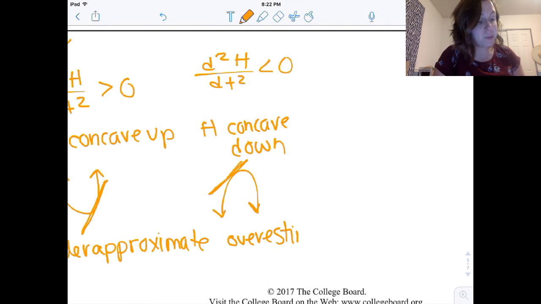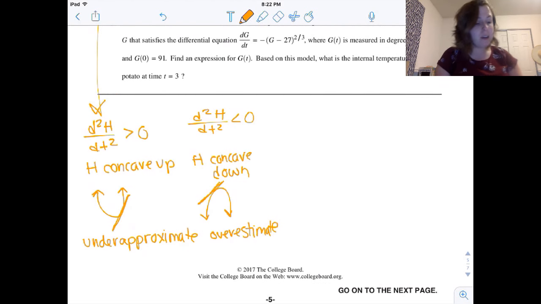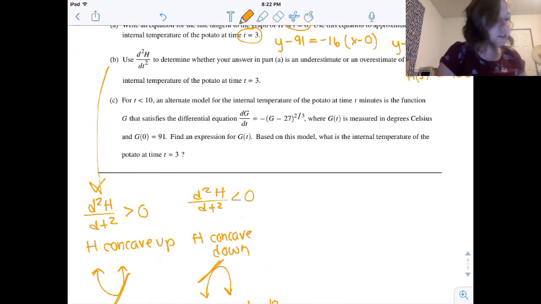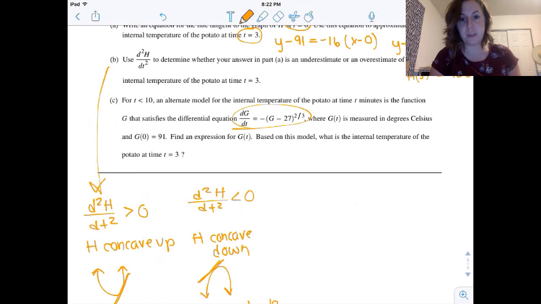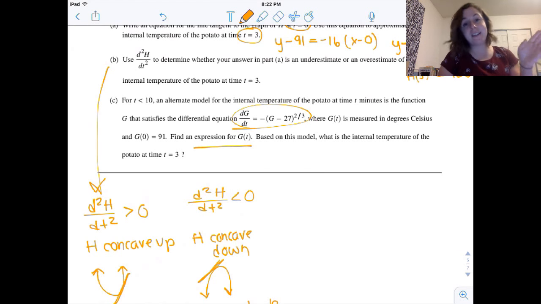Okay? All right, Part C then says, using an alternative model, this is my differential equation. It says, find an expression for G. It does not say, find a particular solution. Do you notice that? It says, find an expression for G. But they gave you the derivative, so you need to be able to work backwards, okay? That's what you're looking for.